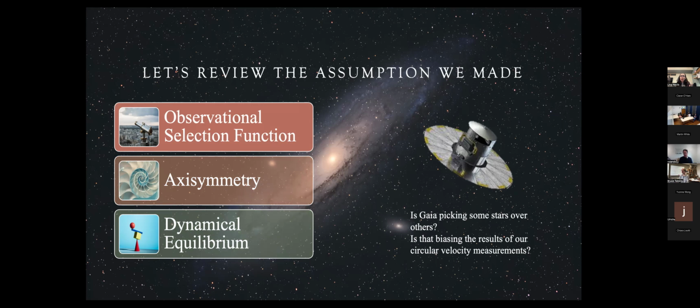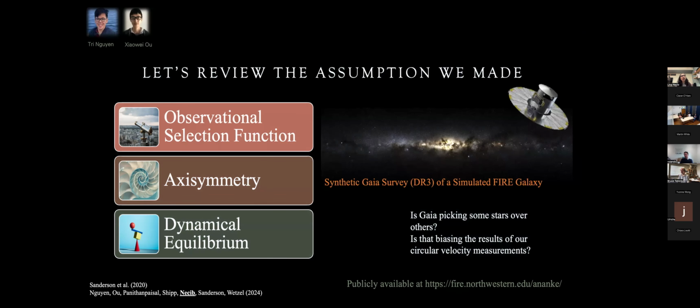To really address whether or not Gaia is picking some stars over others, led by both my students, Xiaowei and Tri Nguyen, we built synthetic surveys of Gaia DR3 based on the simulated FIRE galaxies. We have these cosmological hydrodynamic simulations from the FIRE collaboration. We took 3 of these galaxies and produced synthetic Gaia DR3 surveys, which means just answering the question of what Gaia would see if we lived in some of these simulated galaxies.